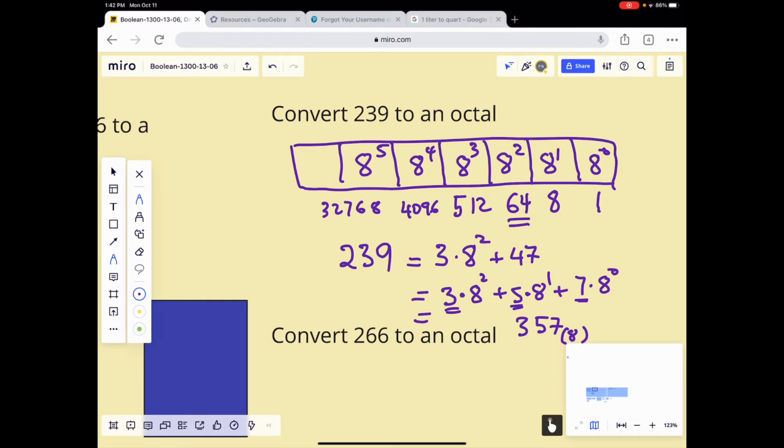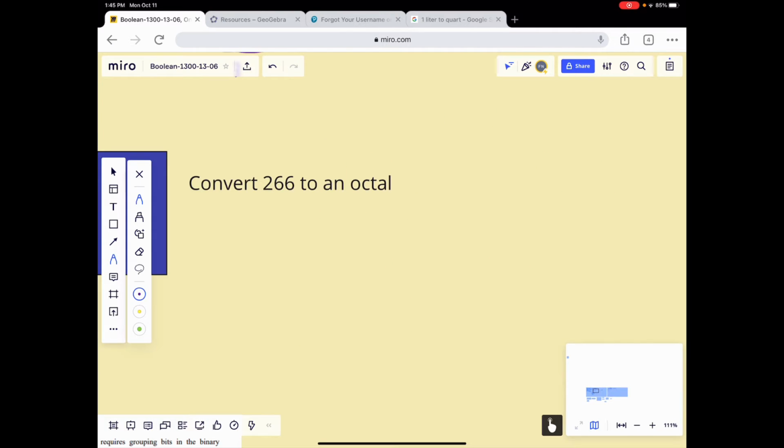Okay, let's do another number, 266. First, you know that 266 is base 10.